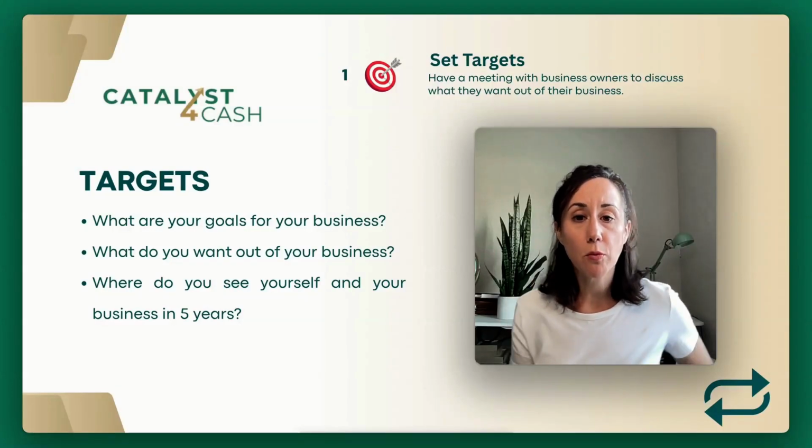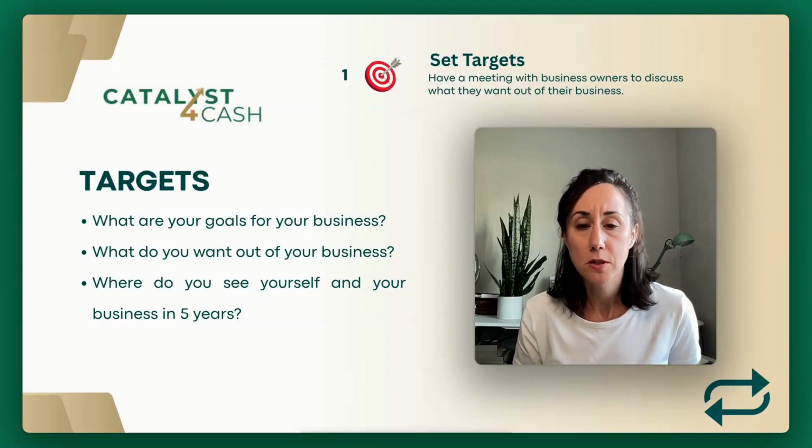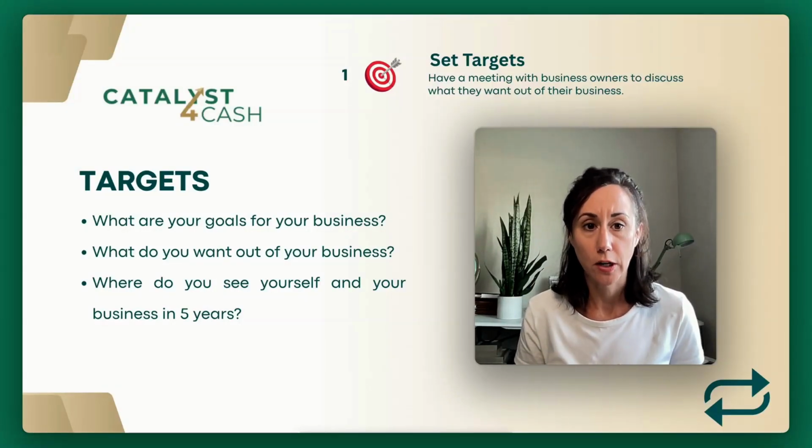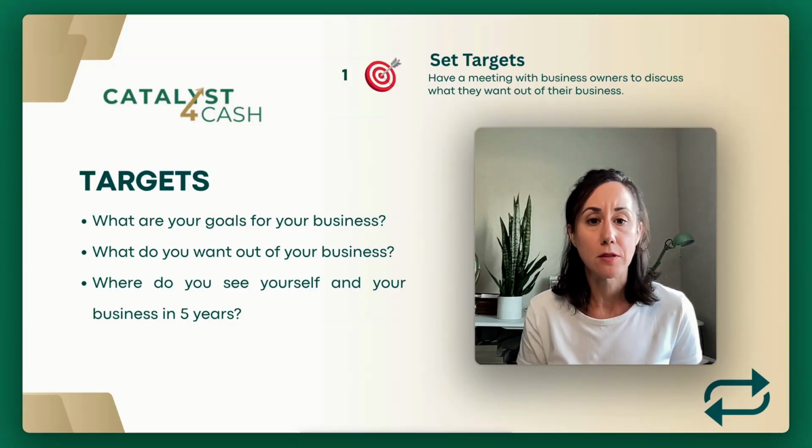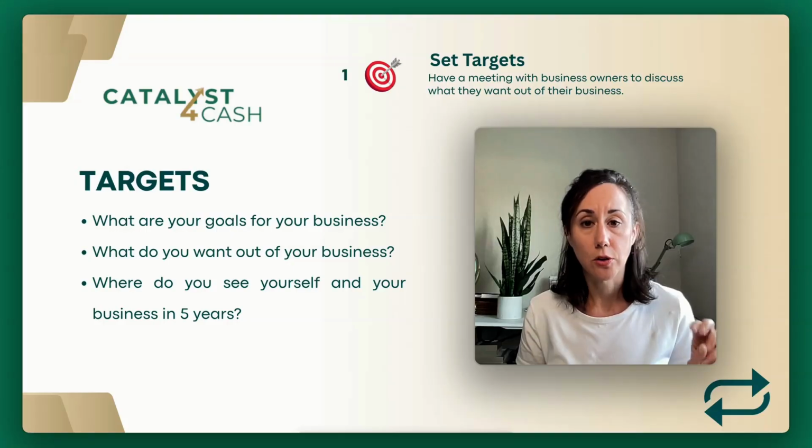Okay, so when you first start working with me, what I love to do with business owners is sit down and go over their targets. And these are basically your goals. Again, what do you want out of your business? What are your goals? Where do you see yourself in 5 years? And we look at targets on 12 key profit and cash flow drivers. So we kind of just go through that list and say, ideally and realistically, where would you like to be?